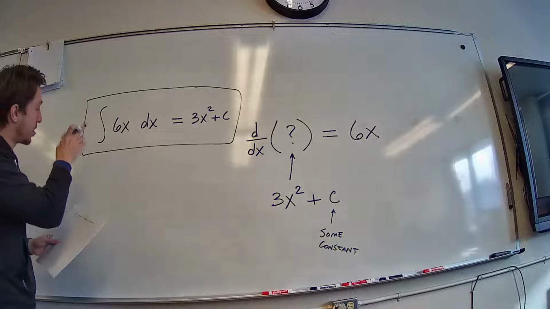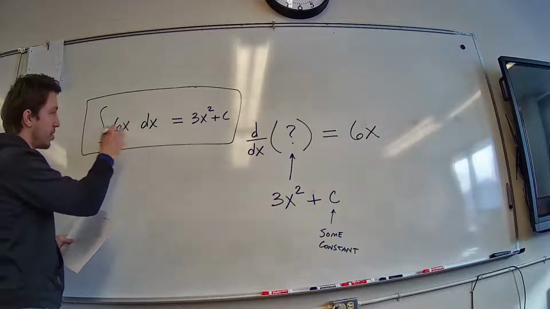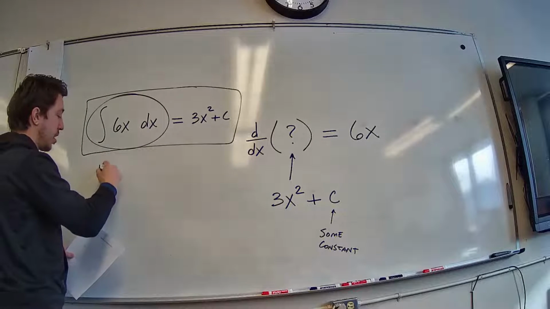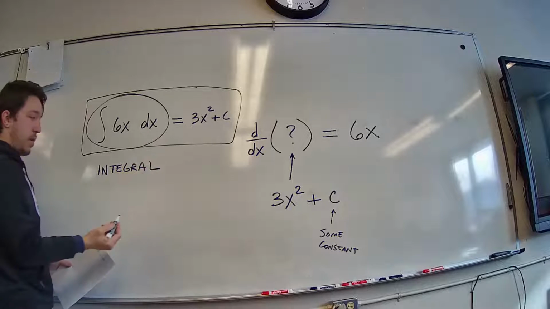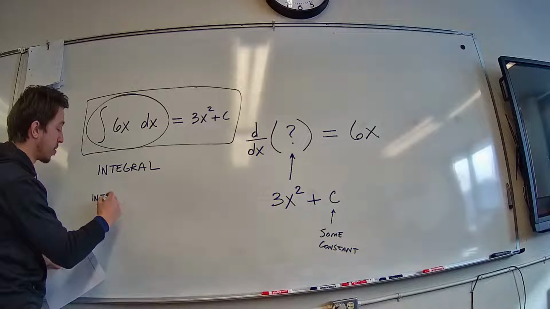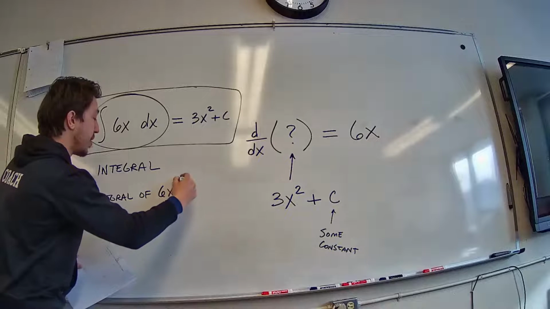Okay, so this is some vocabulary. Let's get some vocab out of the way. This symbol is talking about an integral. So when you look at this as a whole, this expression, this is an integral. Okay, so we might phrase this as the integral of 6x. You might read it like that.